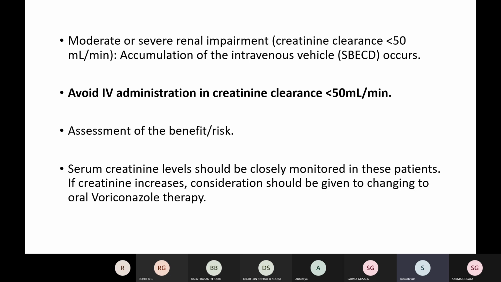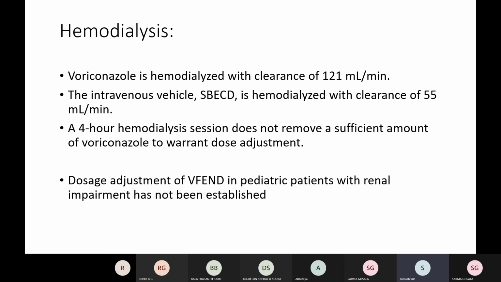Serum creatinine levels should be closely monitored in these patients, and if creatinine increases, consideration should be given to changing from IV to oral regimen. Hemodialysis. Voriconazole is hemodialysable with a clearance of 121 ml per minute. Its intravenous vehicle is also hemodialysable.